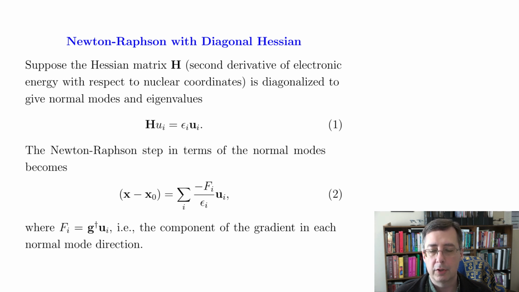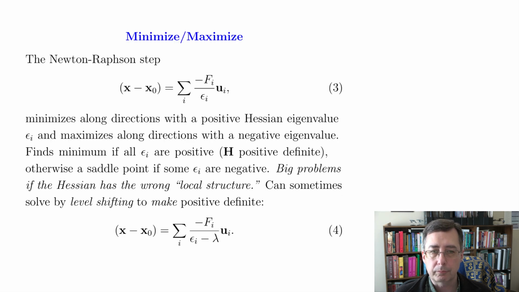And so we just step in the negative direction of the force along each normal mode coordinate, negative f sub i, times a unit vector in that normal mode direction, u sub i, and then divide that by the eigenvalue. So that's actually quite simple in the case that we do have normal mode coordinates. Now, we're normally talking about going downhill in a direction to minimize the energy, which is equation 3.